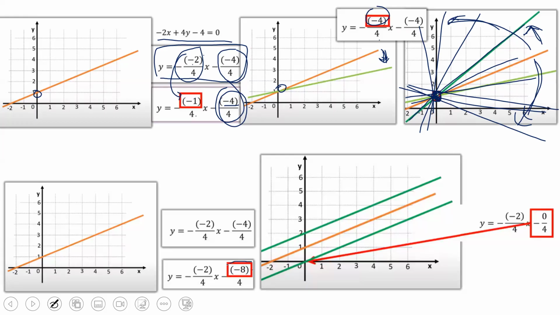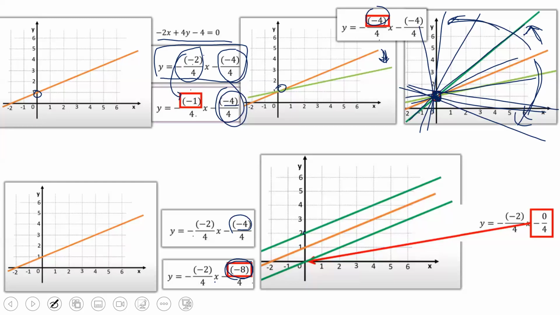If we change the value of c, here we changed the value of a and saw that it is rotating. And now we change the value of c, what is happening? So if initially this is 4, right? If the value of c is -4, it is like this. And if we change -4 to -8, it moved a little up. Now the intercept became 2. The slope remains the same.